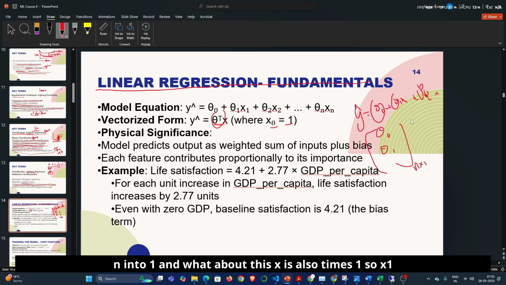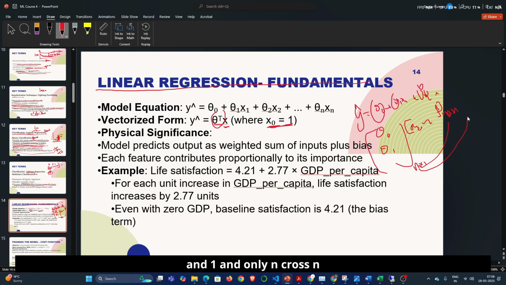N into 1. And what about x? X is also n times 1, so x0, x1, x2, and we are considering x0 as 1, up to xn. So it will be 1 into n, sorry, 1 into n times n into 1. That's how multiplication will be done here.